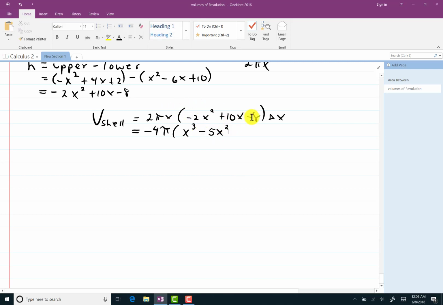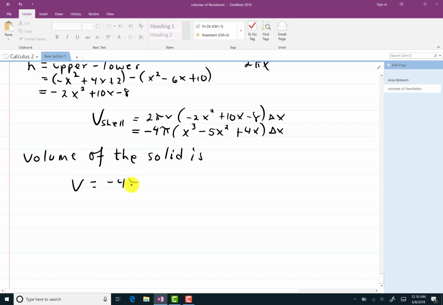And then if I took out a negative 2, that'd be plus 4 times x would be plus 4x delta x. So the volume of the solid V equals negative 4 pi. The integral we said went from 1 to 4. We have x cubed minus 5x squared plus 4x dx. And as you can imagine, I'm leaving this to you also. Check it out. This will end up being 45 pi.